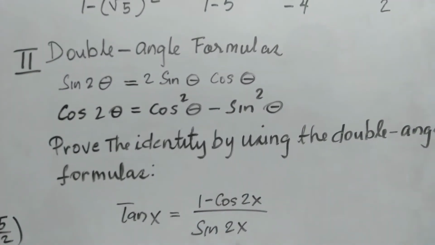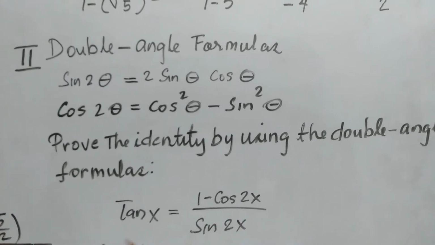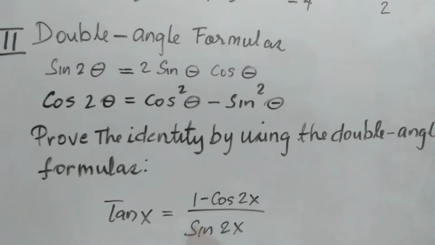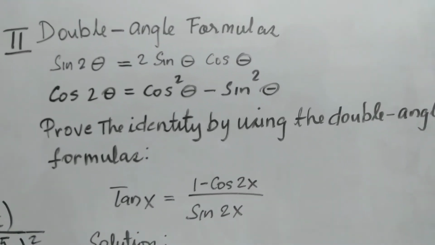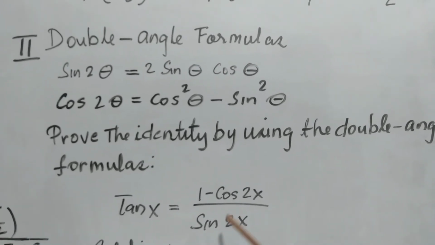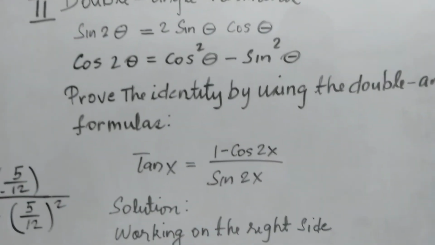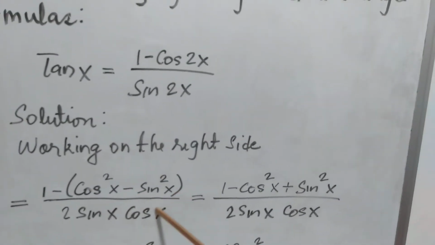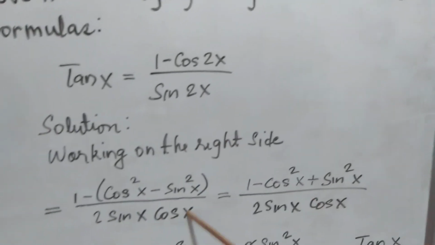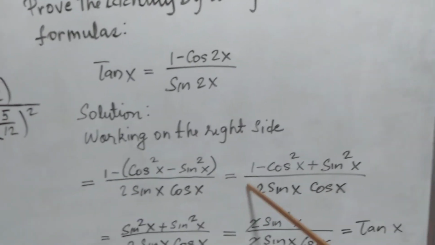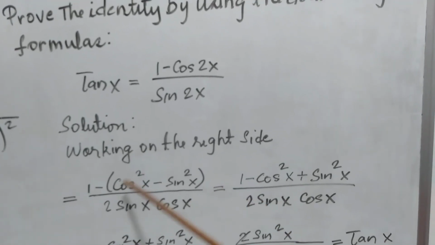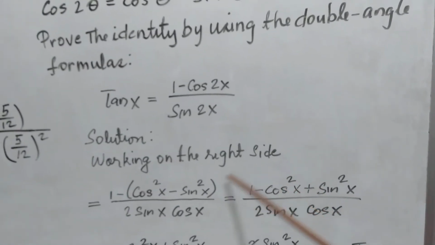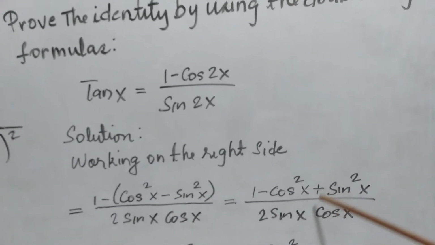So we work on the right side because it's more complex than the left side and it contains the simplified form for cosine and sine. Working on the right side, 1 minus cosine 2 theta is cosine squared x minus sine squared x over 2 sine x cosine x. So we simplify the numerator, we get rid of the parentheses, this becomes 1 minus cosine squared x, and this becomes positive sine squared x.